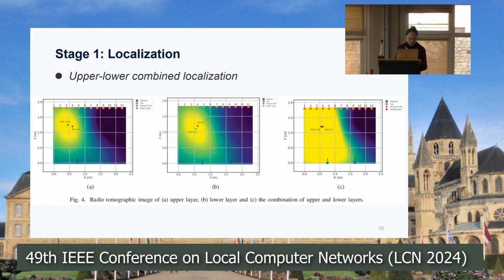the location of the human. The localization errors of the upper link and the lower link are 0.158 meters and 0.112 meters. The positioning accuracy is further improved, with a localization error of 0.05 meters, when the results of the two layers are combined by a superimposed weighted average, which is shown in figure 4C.